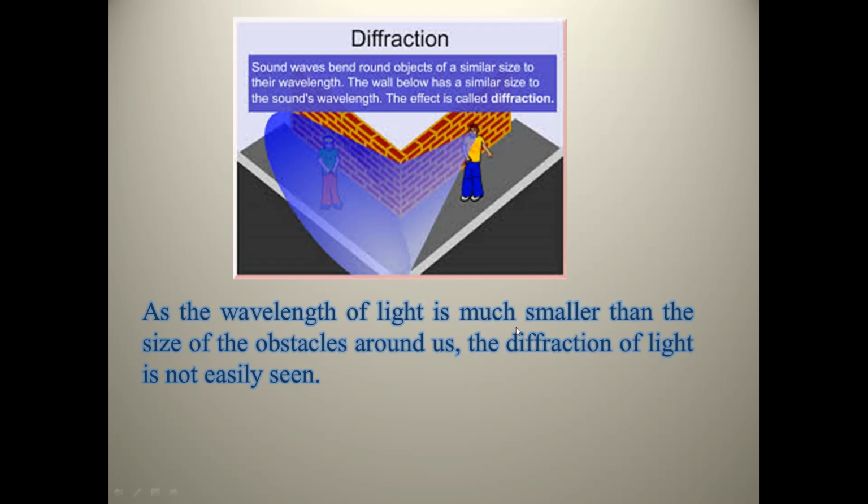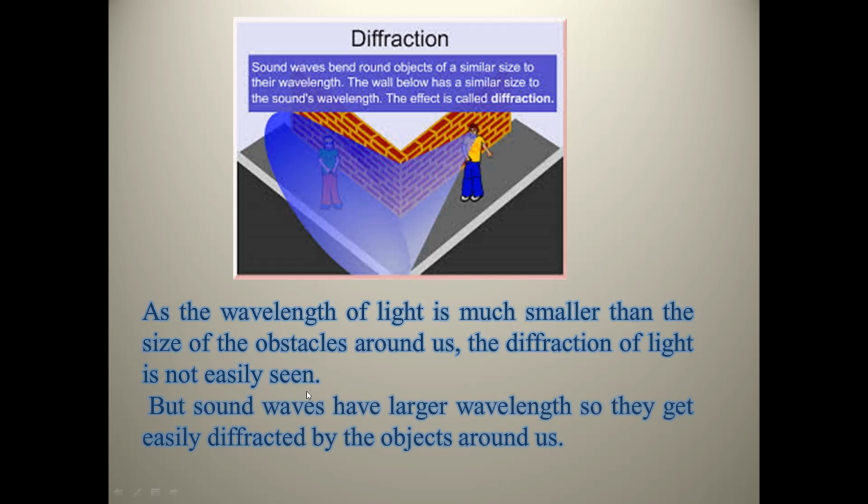As the wavelength of light is much smaller than the size of the obstacles around us, diffraction of light is not easily seen. But sound waves have larger wavelength, so they get easily diffracted by the objects around us.